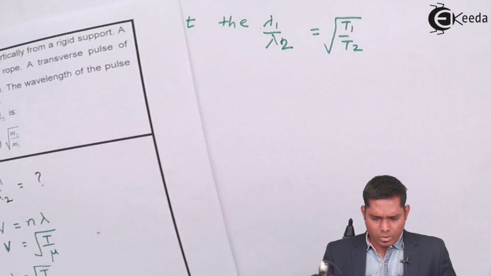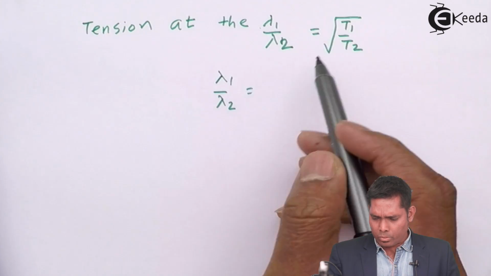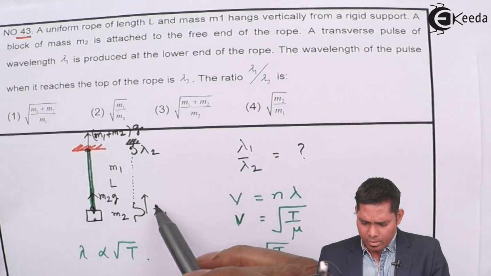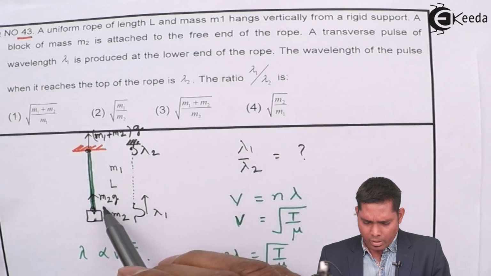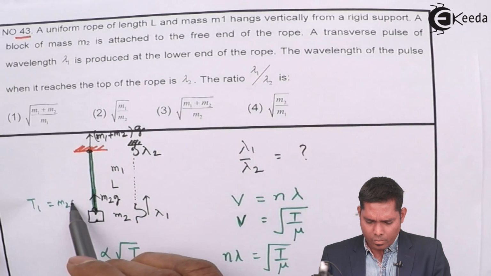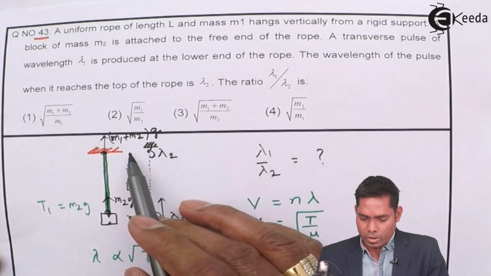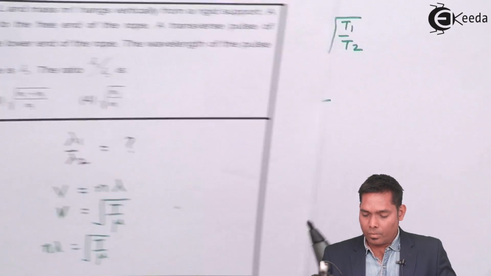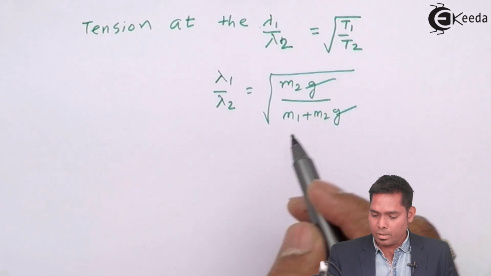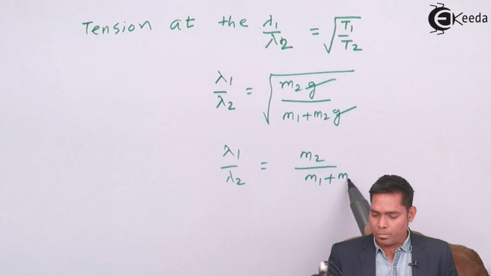Now lambda 1 over lambda 2 equals the square root of T1 over T2. T1 is the tension here, which is m2g, and T2, the tension here, is m1 plus m2 into g. The g will cancel, so lambda 1 over lambda 2 equals the square root of m2 divided by m1 plus m2.